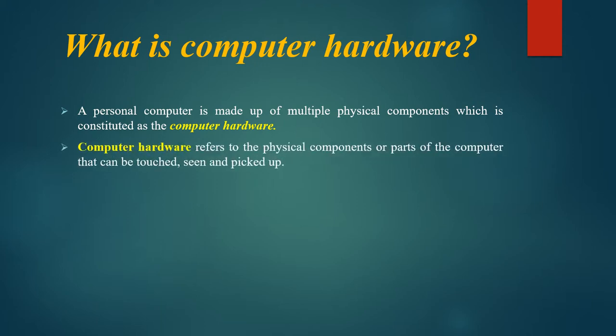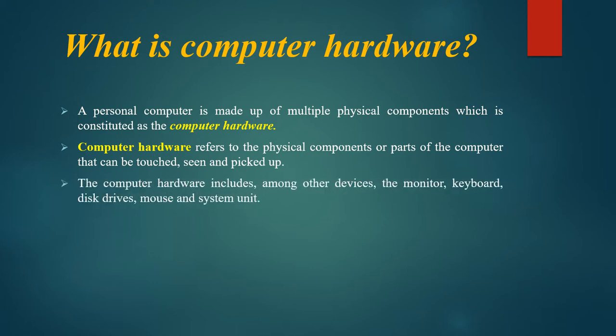So it boils down to computer hardware referring to the physical components or parts of the computer that can be touched, seen, and picked up. For example, when you take a mouse, we can see the mouse and at the same time we can pick it up and touch it as well. So computer hardware includes among other devices the monitor, the keyboard, the disk drives, mouse, and system unit. The example tells us that when you take, for instance, a monitor, you can touch it, you can hold it, you can feel it, and so on and so forth.